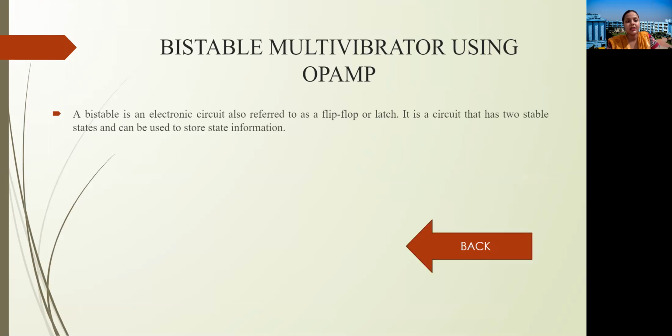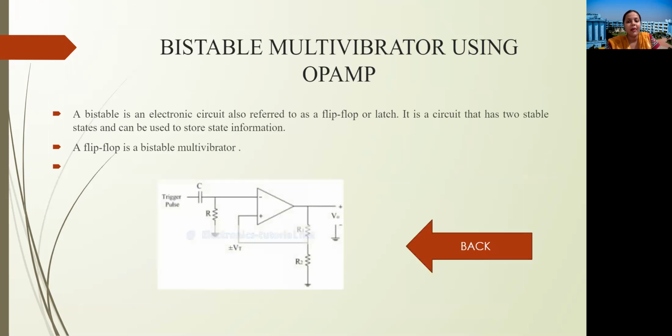The last one is bistable multivibrator. A bistable multivibrator is an electronic circuit, also referred to as a flip-flop or latch. It's a circuit that has two stable states and can be used to store state information. A flip-flop is a bistable multivibrator. So this is the configuration of a bistable circuit where there is no quasi-stable state.